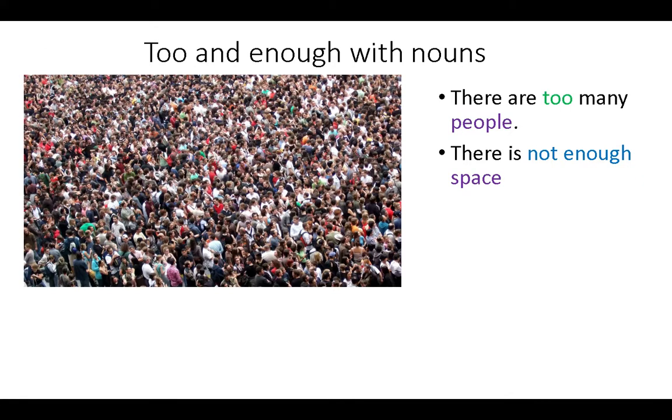Now, what's the problem with this picture? You know, there are too many people. People is not an adjective, it's a noun, and there are too many people. Now, another problem is that since there are too many people, there is not sufficient space. So you can say, there isn't enough space in that place, right? So you can use too and enough with nouns too.